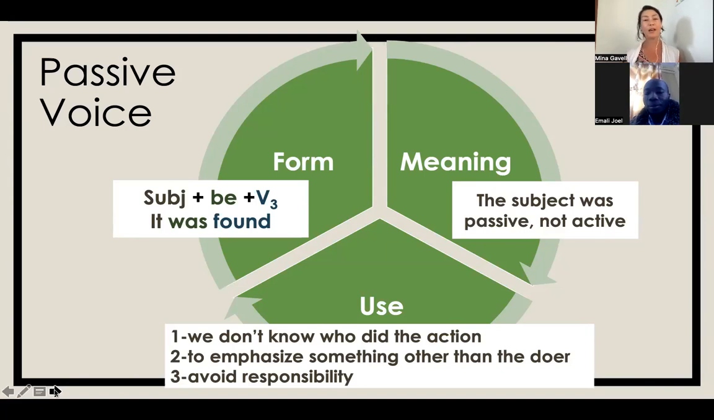So all grammar structures have all of these components. Sometimes the use is very obvious. Sometimes it's very general, or sometimes, like here with the passive voice, it's something that's very specific.